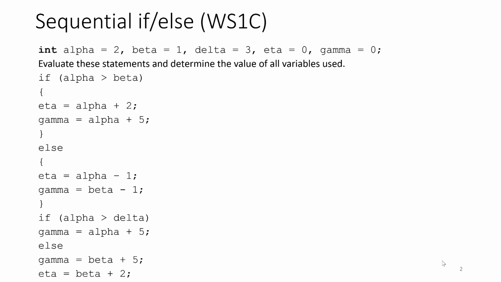First, we have some variable declarations, then the instructions to evaluate these statements and determine the value of all variables used. Here are the Java statements. If alpha is greater than beta, then eta is assigned the value alpha plus 2, gamma is assigned the value alpha plus 5, else eta is assigned the value alpha minus 1, and gamma is assigned the value beta minus 1. If alpha is greater than delta, gamma is assigned the value alpha plus 5, otherwise gamma is assigned the value beta plus 5, and eta is assigned the value beta plus 2.